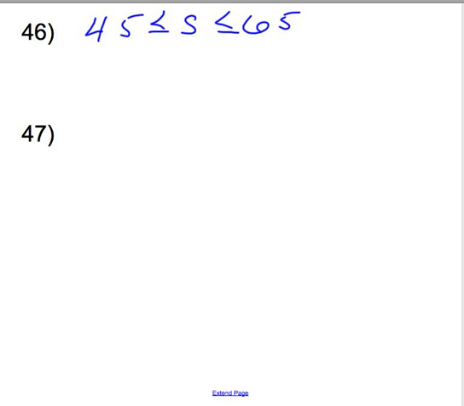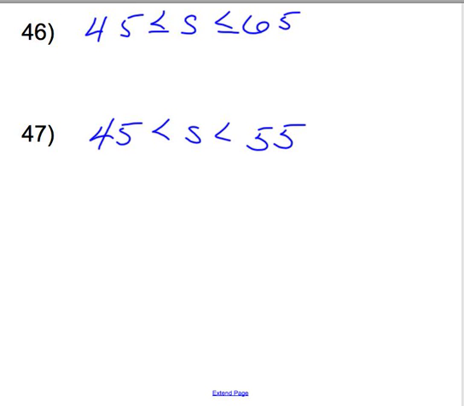47, same type of question, except now they're talking about a truck. What's the minimum and maximum legal speed for a truck? Well, for a truck, they still have to go at least 45 miles an hour, so they don't slow down traffic. But for a truck, the fastest a truck can go is 55 miles an hour legally. So my speed, again, that's an S, has to be between 45 and 55.